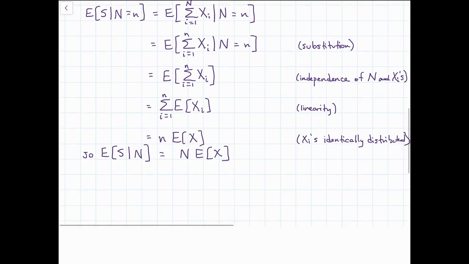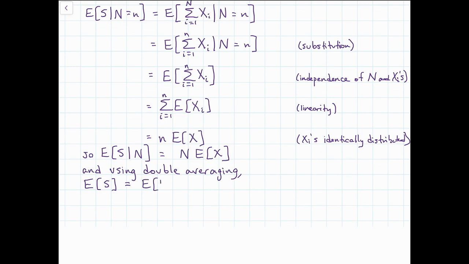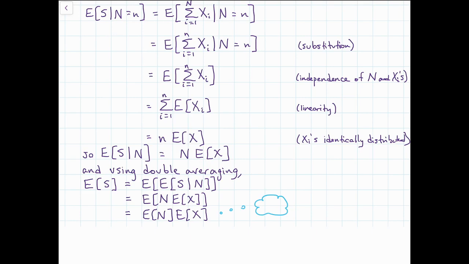And thus, by double averaging, we can find the unconditional mean of S. We take E of S as E of E of S given N. Well, that's just E of N times E of X. We can pull the E of X outside because it's just a number, a constant, and we'll get that the expected value of the compound random variable is the expected value of N times the expected value of X.